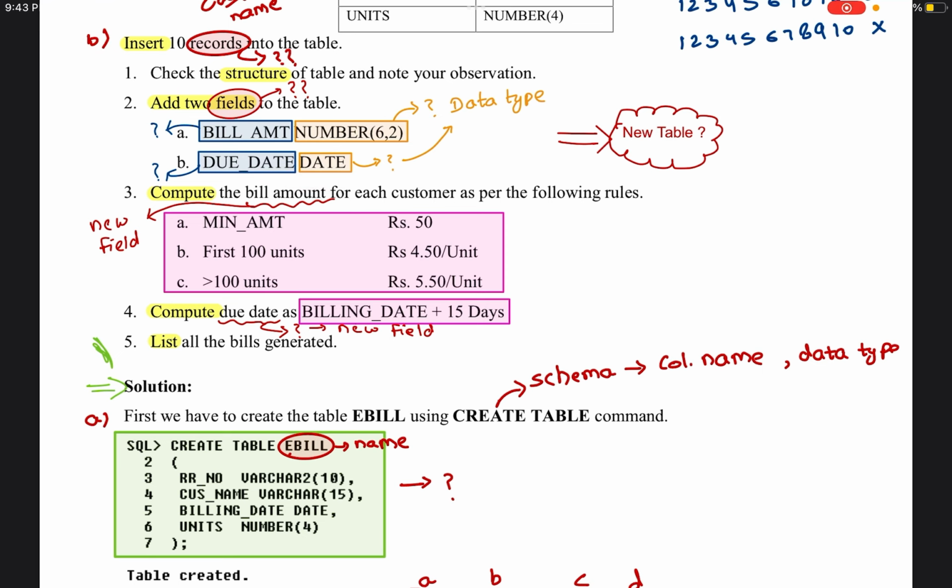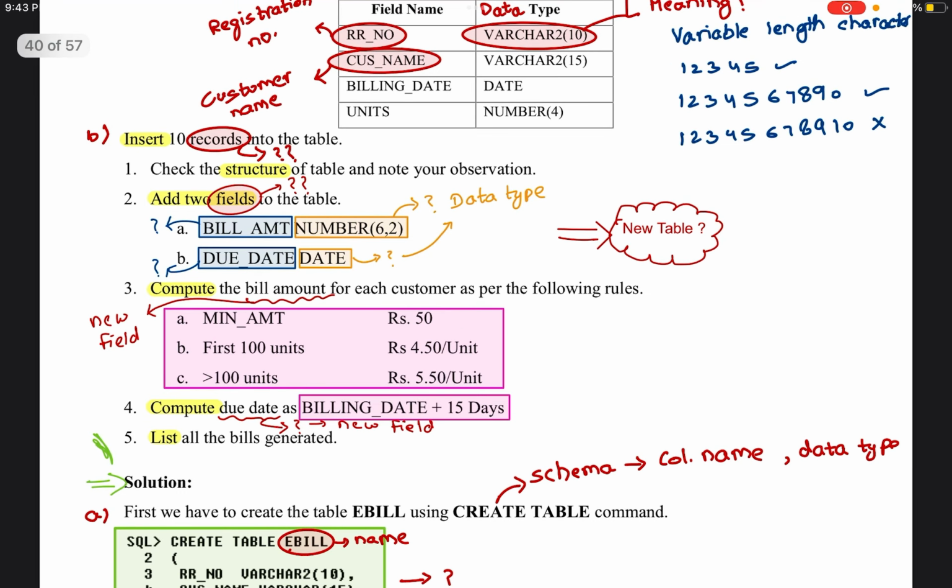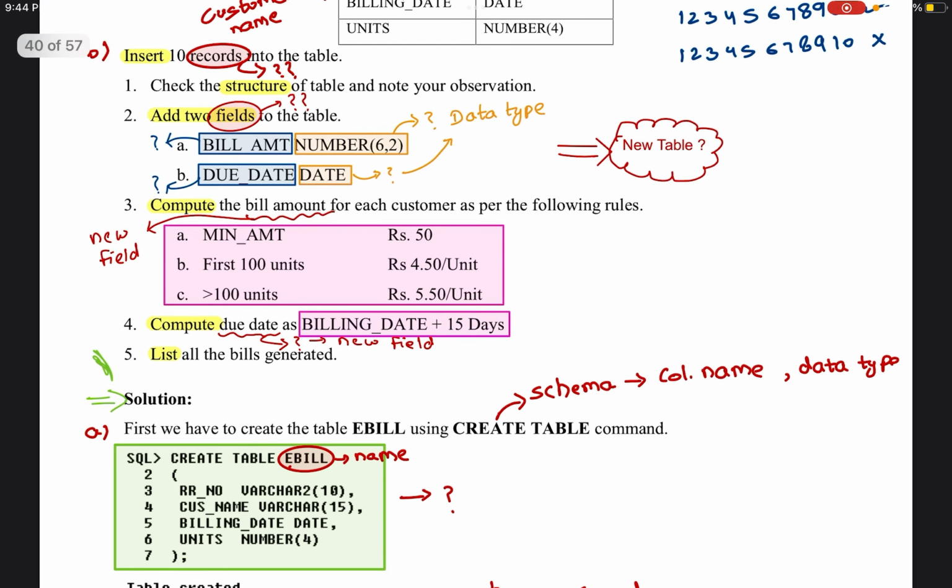Now compute means we have to calculate the bill amount. What is this bill amount? This is a new field or column. How? Because in the previous task we have added bill amount and due date, so we will calculate the bill amount for each customer as per the rules. This pink box, these are the rules.